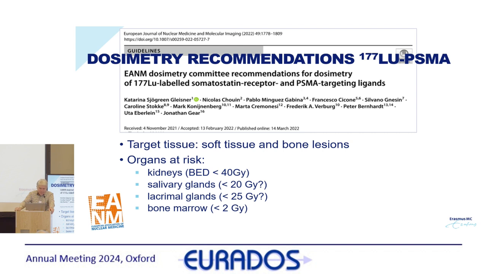So the ENM Dosimetry Committee wrote a guideline on how to do dosimetry in both lutetium therapies, and indicated you should aim to have an idea on the absorbed dose in organs at risk such as the kidneys, salivary glands, lacrimal glands, and bone marrow. But it does not give you a real idea on what doses in the tumors, for instance, are needed. It doesn't give you a real idea on what treatment planning you could do for these therapies.